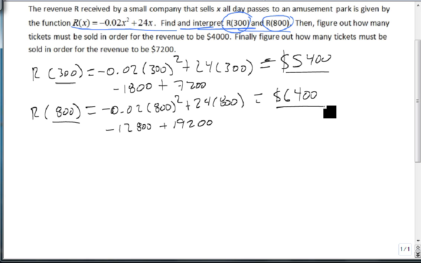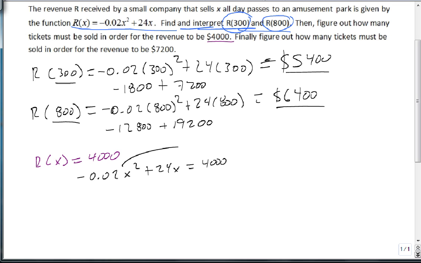Now the second part is to figure out how many need to be sold for the revenue to be equal to $4,000. In other words, we want to know when R of x equals 4,000. Well, we replace R of x with minus 0.02x squared plus 24x equals 4,000. Now we want to make this all on one side, so let's move these over so that the lead one is positive: 0.02x squared minus 24x plus 4,000. And we're going to plug this into the quadratic formula.